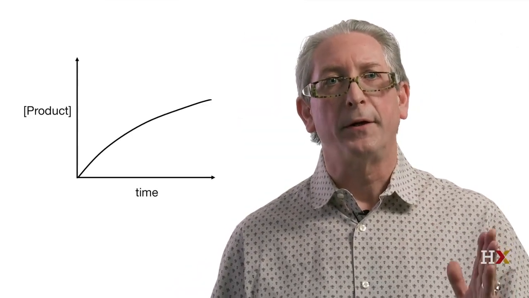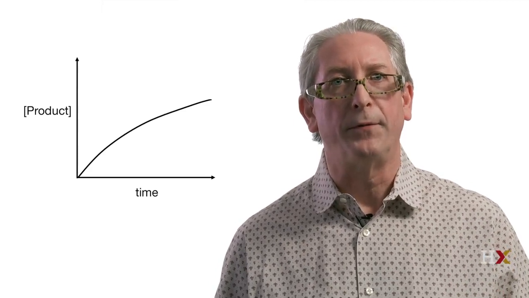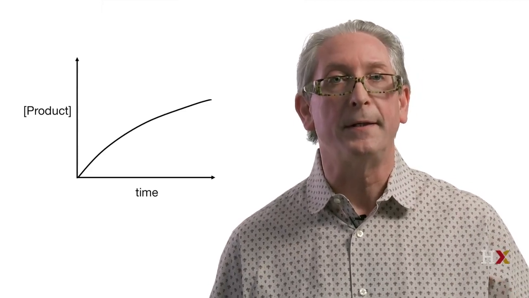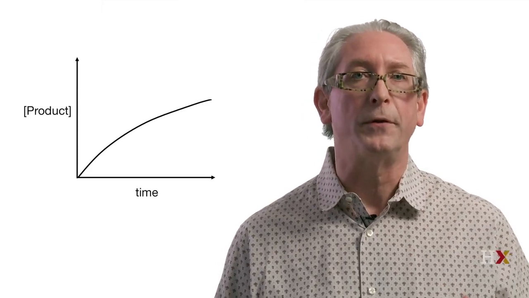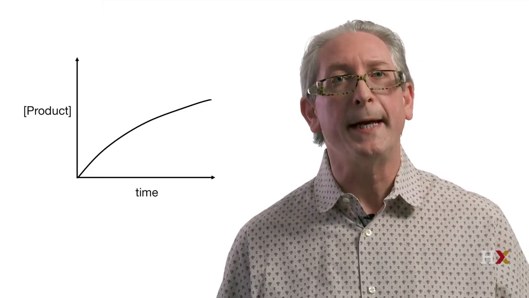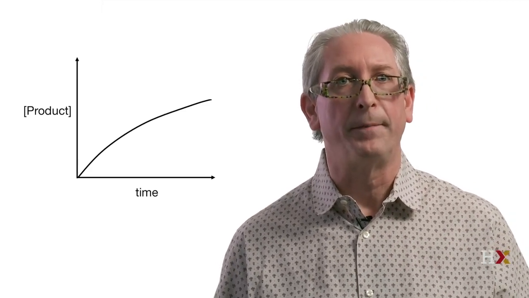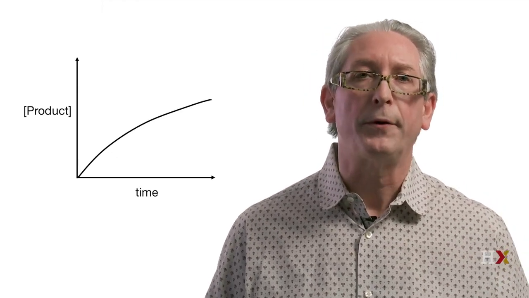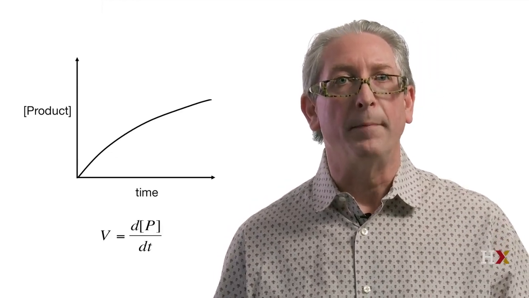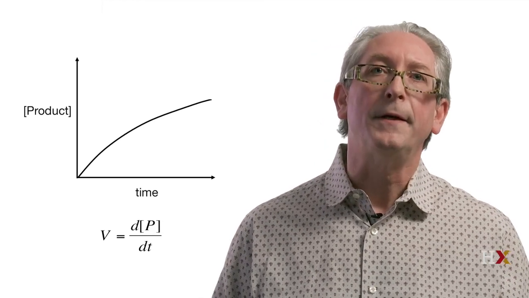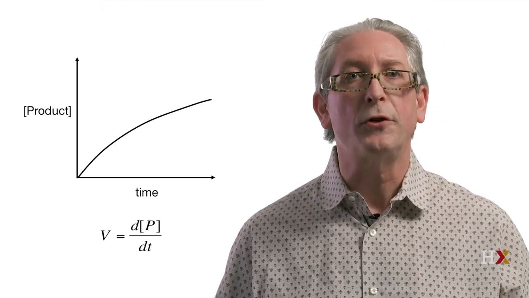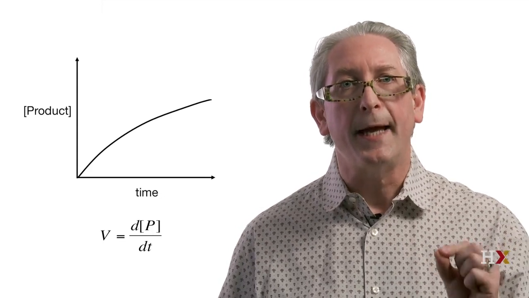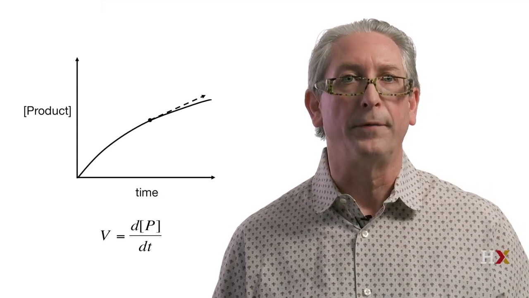Let's now plot the concentration of product that is formed, or the intensity of the yellow color, as a function of time. What we get is a hyperbolic curve. And you remember that the velocity of the reaction is the amount of product formed over time. Graphically, this velocity represents the slope of the tangent at any point along the curve.